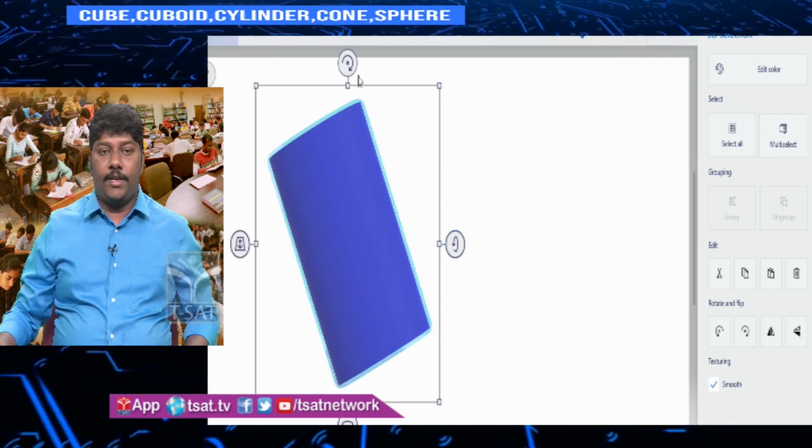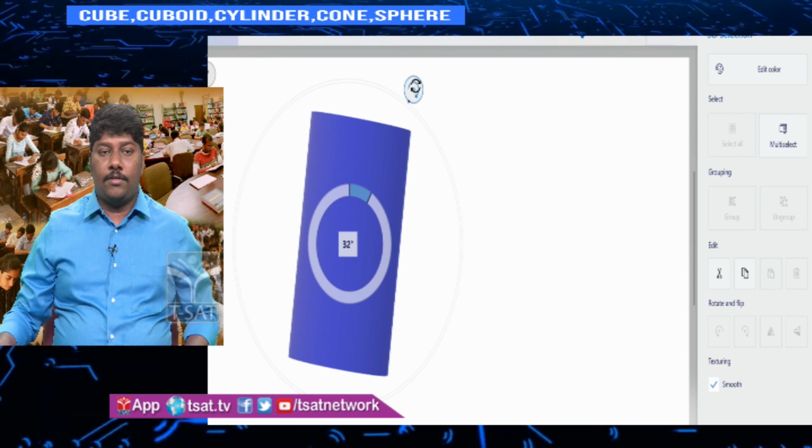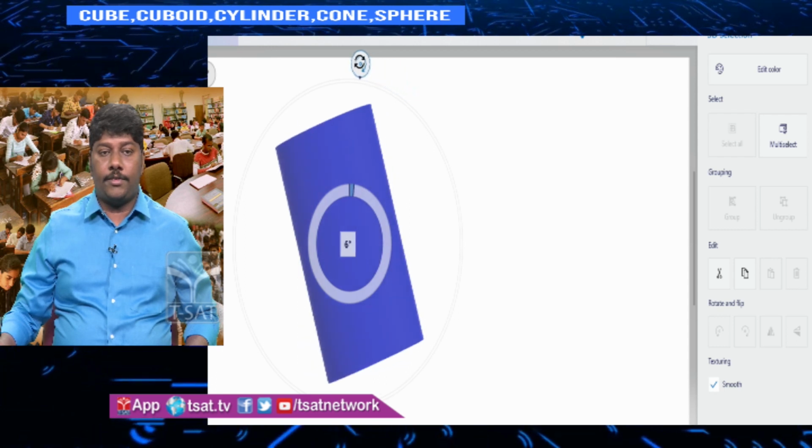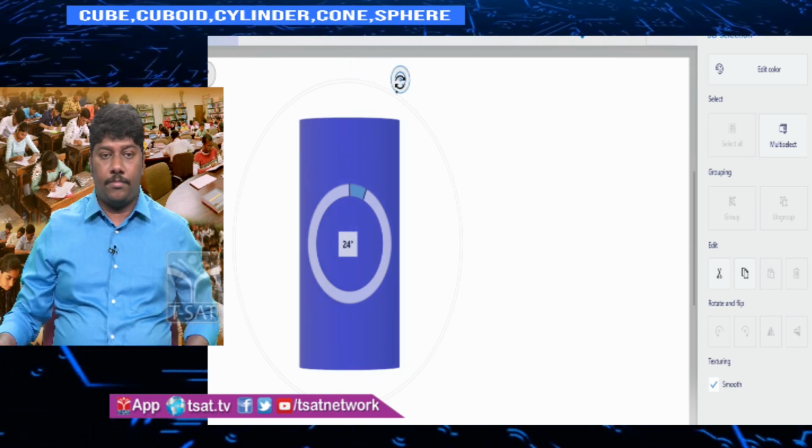What is a right circular cylinder? Right circular cylinder means perfectly 90 degrees it is, like this.